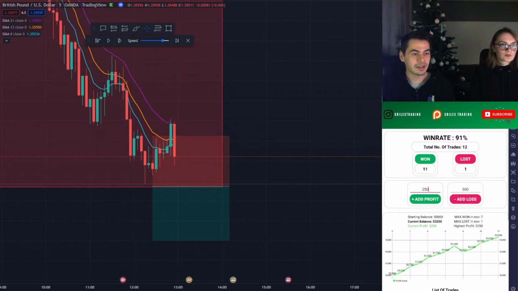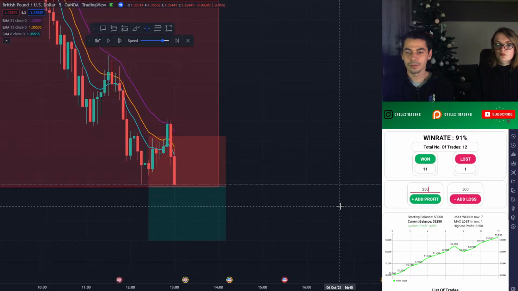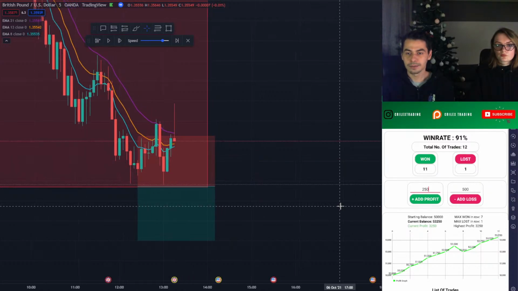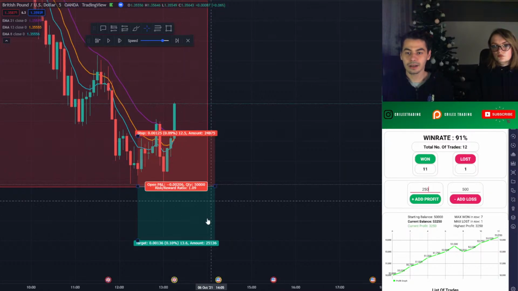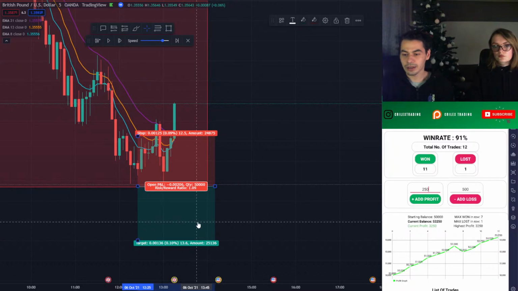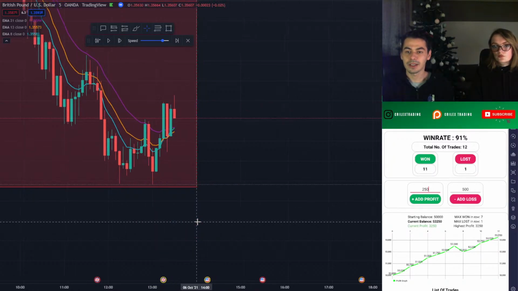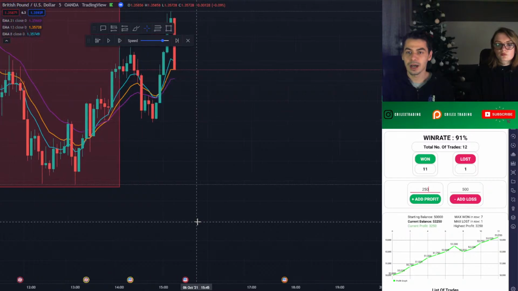So we are on the 6th of October. We have one break-even trade here, and we have this trade pending. Let's see how it goes. And this candle closes above, so we don't get triggered. So let's move on to the next highlighted zone.